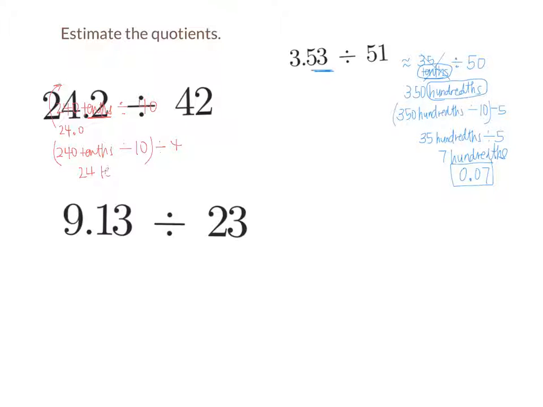24 tenths. I want you to notice I'm still writing the word tenths, okay? Divided by 4. Okay, what's 24 divided by 4? 6, and we're in what units? Tenths. Okay, and we have to remember to write it in standard form, so that's 0.6.